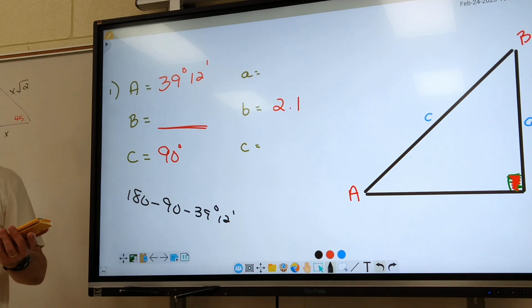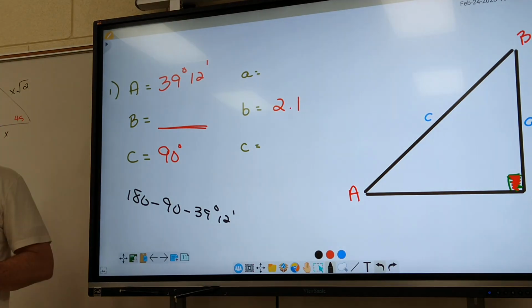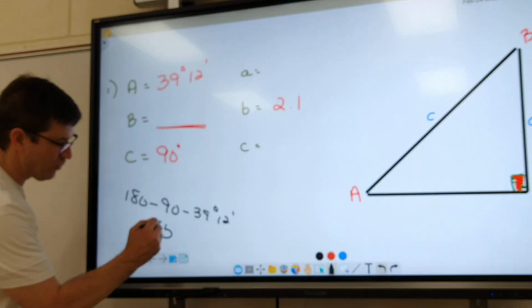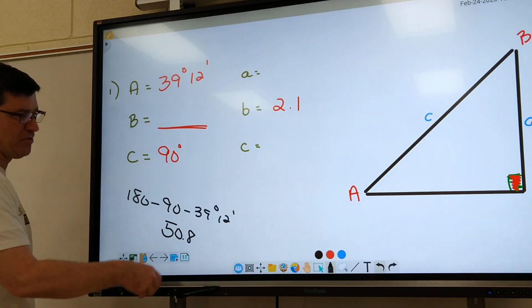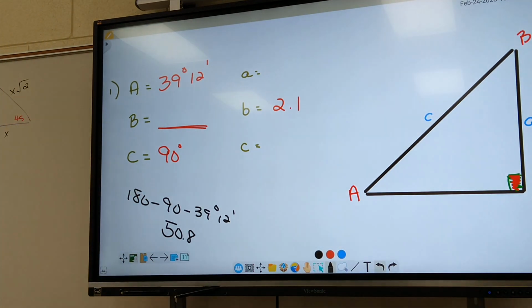Anybody have a question? Always subtract from 180, you'll find your other angle. 180 minus 90 minus 39 degrees, 12 minutes. All right, it gave me 50.8. Do I need to show anybody where the degree and the minute symbols are again? We just went over. What is that, B? No, that's not B. Don't write that in yet.